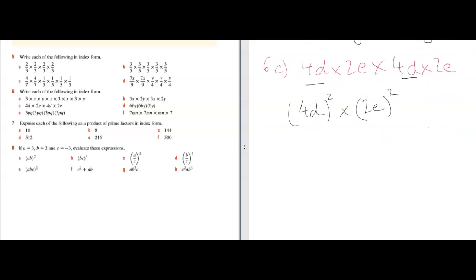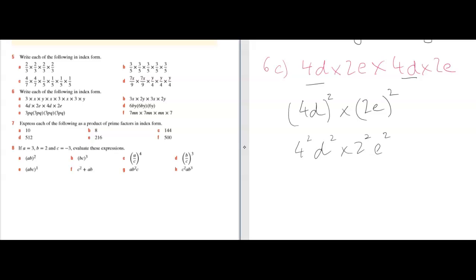Now, we can leave it like that, and I wouldn't be surprised if that's what the answer is because we're just starting with index notation. But one of your index laws actually means that we square everything inside the bracket. So it's going to be 4 squared d squared times 2 squared e squared.